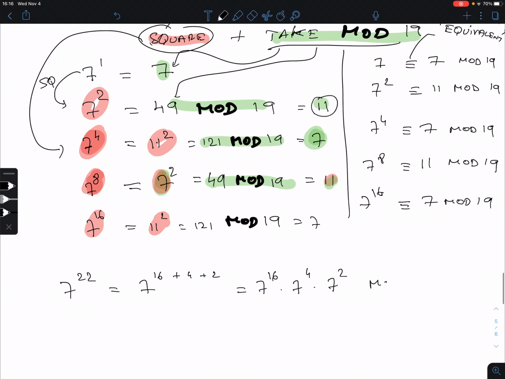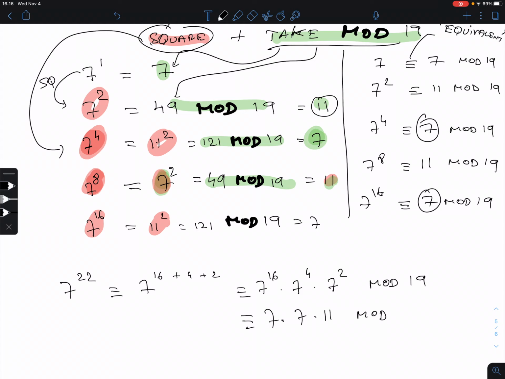So we're now going to calculate this mod 19. I write this as, the first 3 were equal, so everything was equal. We say mod 19 because now we are working mod 19. 7 to the 16 is actually 7. 7 to the 4th is actually also 7. And 7 squared is actually 11.